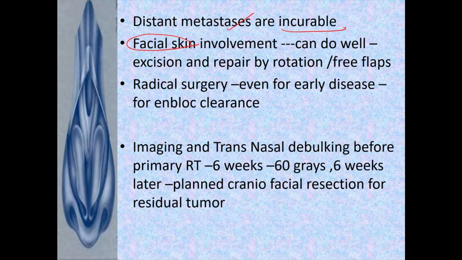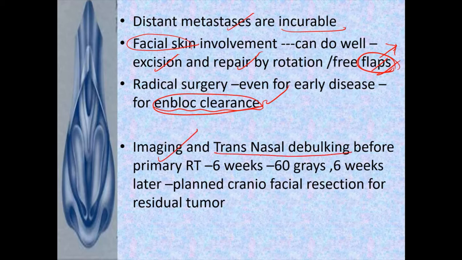For facial skin involvement, you can go for excision and repair by flaps. A flap is tissue with blood supply. A graft has no blood supply. A flap has blood supply. Radical surgery can be done by en bloc clearance for some tumors. Imaging is needed, that is CT and MRI, and transnasal debulking has to be done.